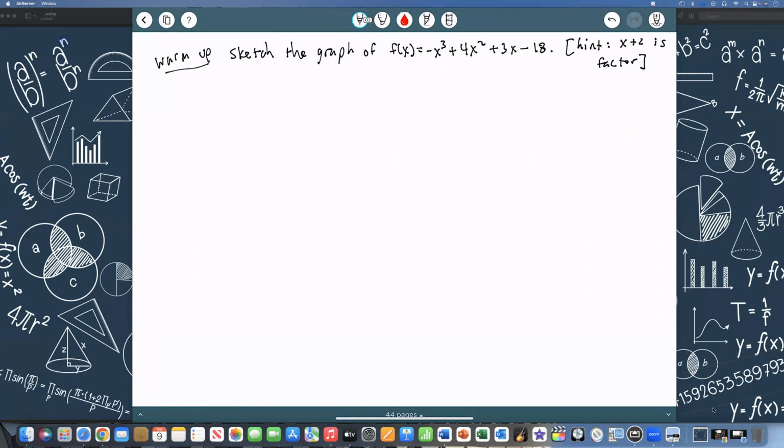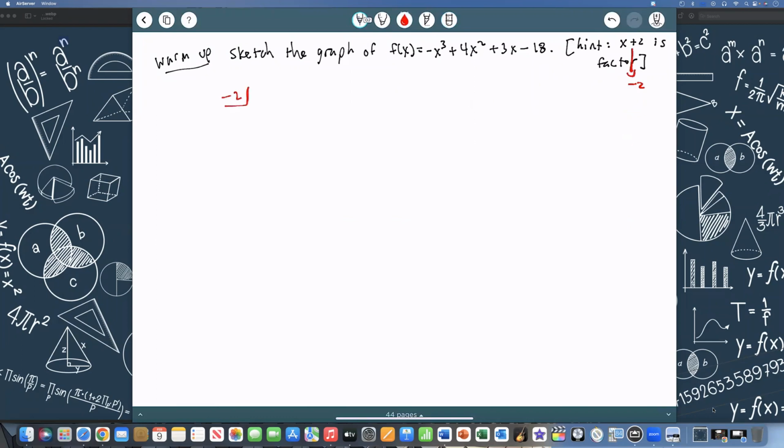So it's asking us to sketch this polynomial function here. And I give you the hint that x plus 2 is a factor. Okay, so I obviously don't need that hint because I could just write out the factors of 18. So the 1, 2 is in that list, the 3, and then the 6 and 9, etc. But I don't have to check 1 and -1. I could just go straight to 2, which means the factor is going to be -2.